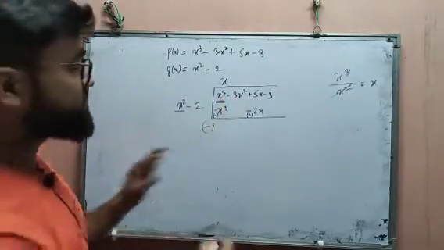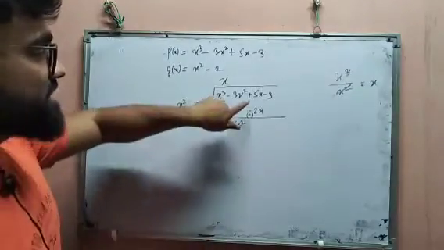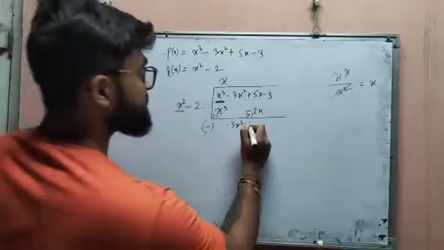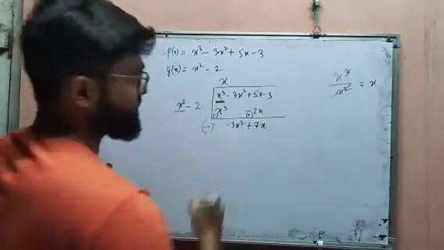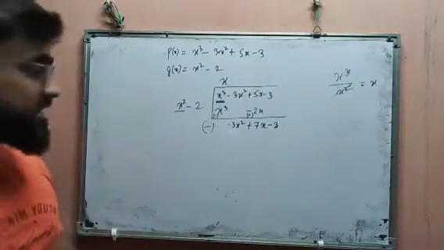What is on top? Minus 3x square comes down as it is. After that, plus 5 plus 2, that means plus 7x. Then minus 3 again comes down like this.